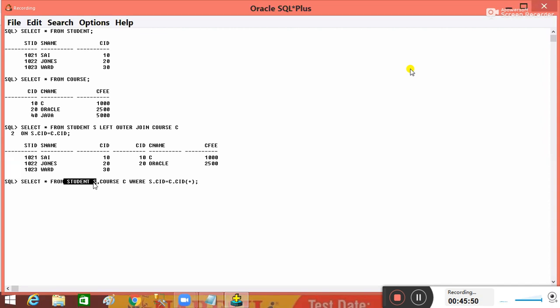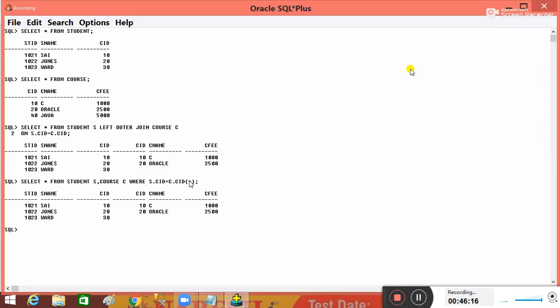But on the right side, I'm taking only the plus rows, that means matching rows only. So if I use the plus symbol on the course side, in the course table we get only matching data, but we do not get unmatching data. Now let's see the output, then you can get some idea.